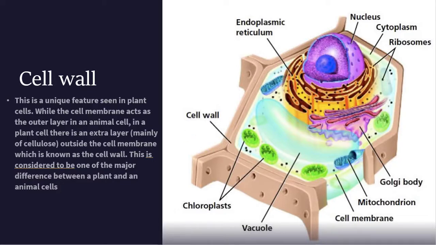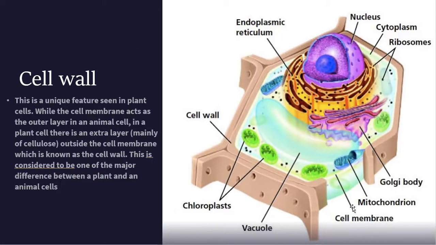In a plant cell, there is an extra layer made mainly of cellulose outside the cell membrane, which is known as the cell wall. This is considered to be one of the major differences between plant and animal cells. Okay, what is the major difference between plant and animal cells? Plant cells contain a cell wall, but animal cells do not have a cell wall. The outermost layer of animal cells is the cell membrane. The outermost layer of plant cells is the cell wall. Okay.